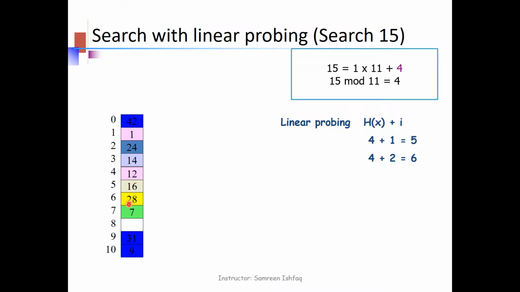Now we will try the next location, that is 6. 15 is not equal to 28. 4 plus 3, number of collisions is 3. 4 plus 3 is equal to 7. Now we will try the next position, that is the 7th index. 15 is not equal to 7. Total number of collisions that has occurred till now is 4. 4 plus 4 is equal to 8. Now 8 is an empty location, that means your value is not found.